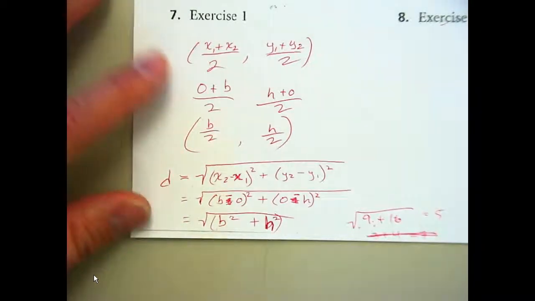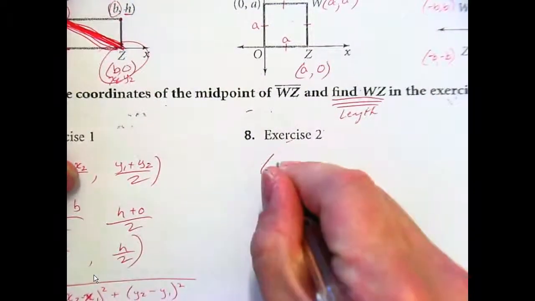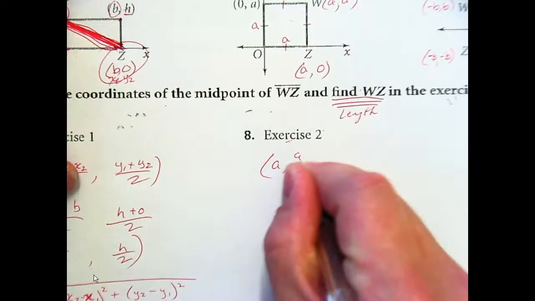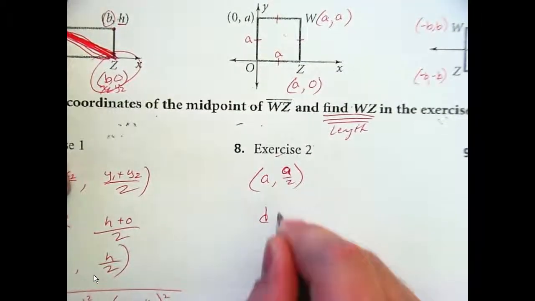All right. Hey, guys, number 8, you should have got A. So your midpoint would have been A and A over 2. Your distance would have been A.